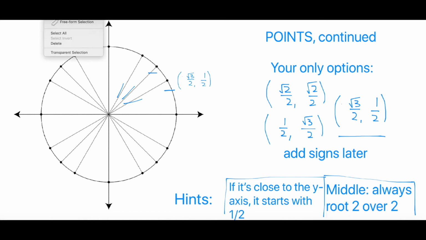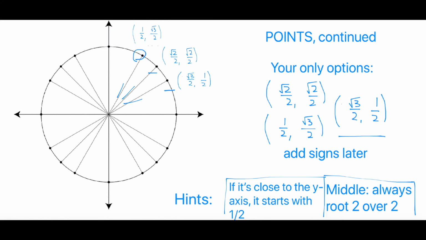So that means that this is going to be that. If it's close to the y-axis, it starts as the 1/2. Okay, so this is this one right here. This is close to the y-axis, so it starts as the 1/2. So the only one that starts as the 1/2 is going to be this one. So that's what it is. Notice how instead of memorizing 12 points, we can just look at these guidelines I've set up. We can figure all of them out pretty easily.